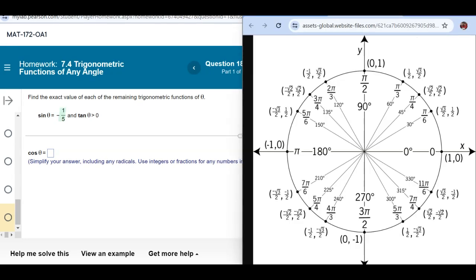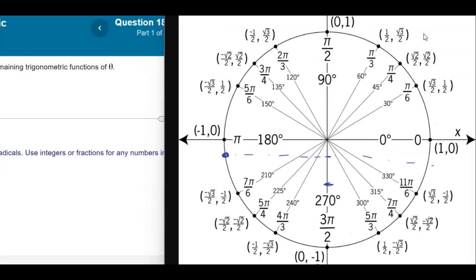If all I was told was this, that sine is equal to negative 1/5, that's a y coordinate. The y coordinate is negative 1/5. Well, again, down here is negative 1, so there's like negative 1/2. Negative 1/5 would be maybe like right there. So if you follow this all the way over, I could be here on the circle, or I could be all the way over here.